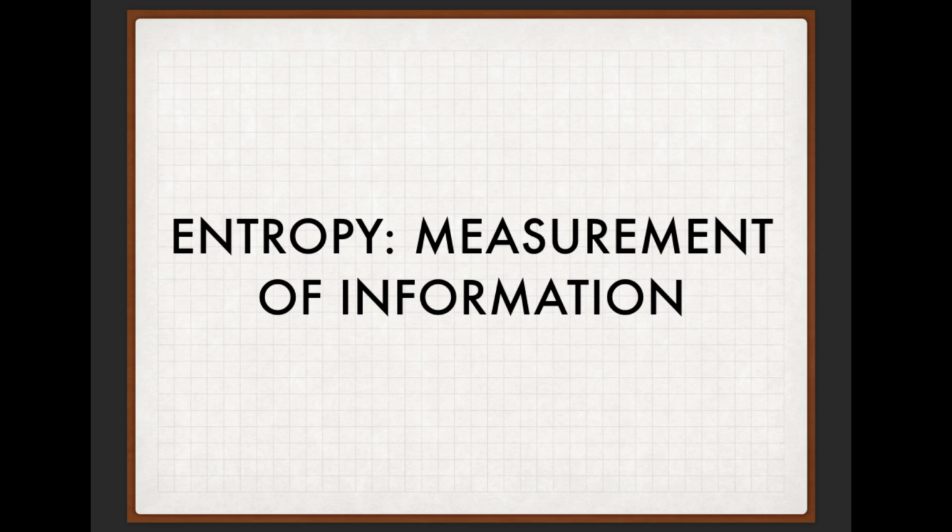To build a system to remove uncertainty, in the first place, we would like to have some measurement of the uncertainty. So that is why we need to study the measurement of information.